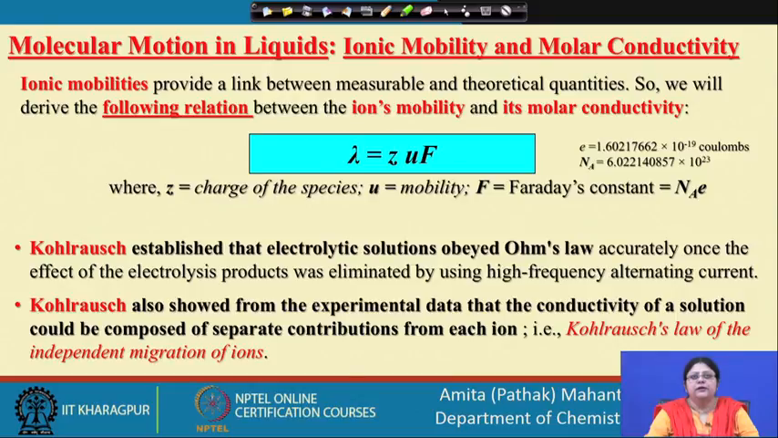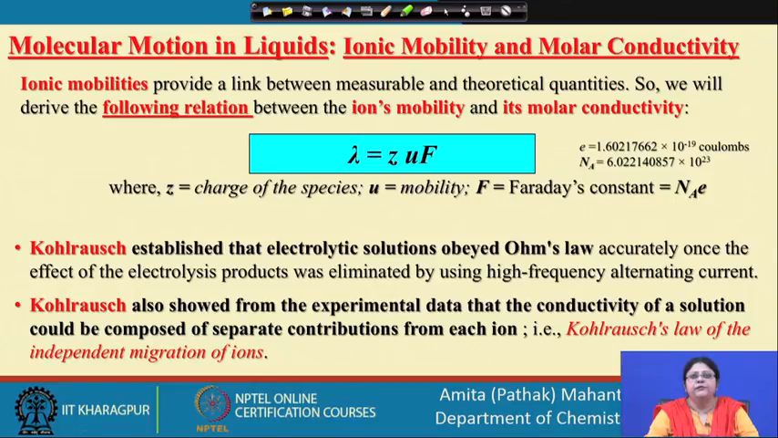So, we have talked in detail about the ionic mobilities, and we are going to see how the ionic mobilities can provide a link between something which we have derived theoretically and something which is measurable. Because until you have something measurable, you really cannot talk about the properties and cannot verify them.